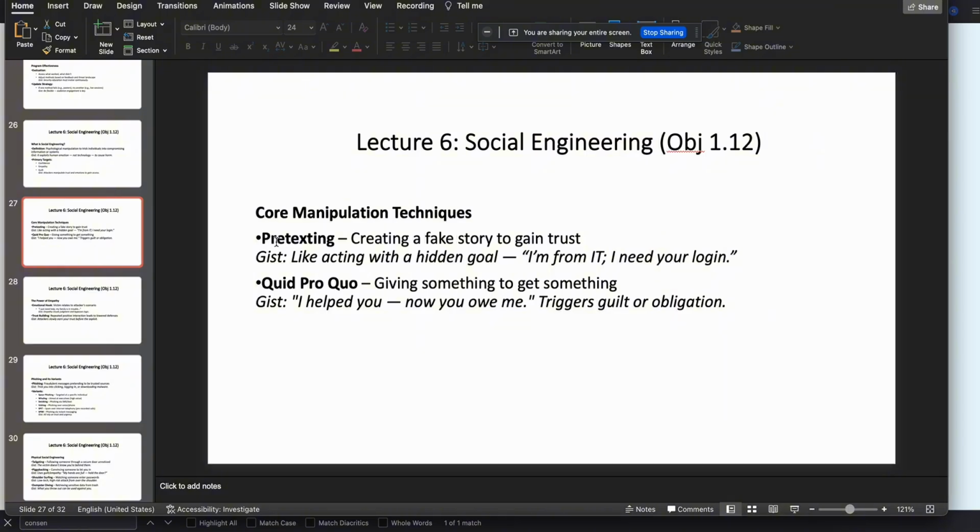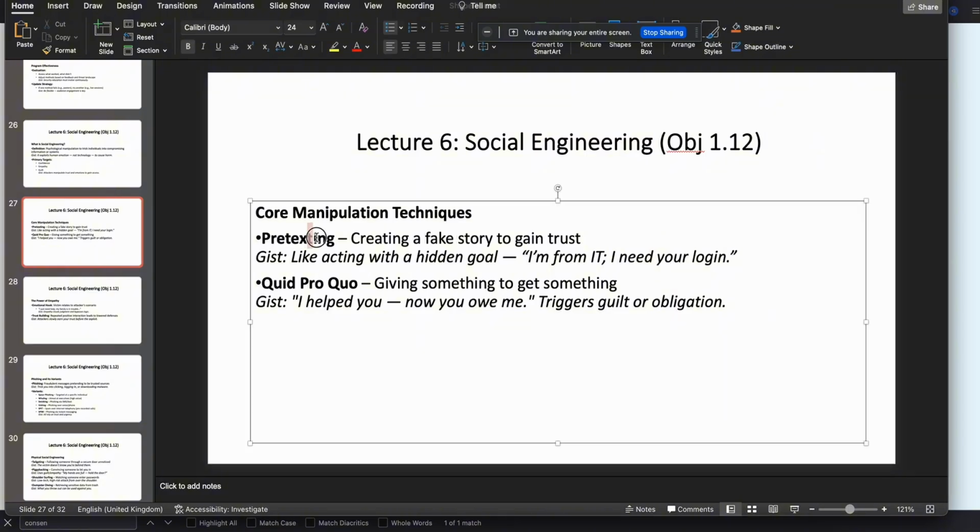These are the ways social engineering happens. Pretexting. Pretexting means a fake story to gain trust. That means, okay, my uncle is in hospital, I need money. Those are the fake stories they generally try to feed to the user. Quid pro quo is another thing: giving something to get something. Okay, I helped you, now it's your turn to help me. It's an internal guilt. Already he helped me, I need to help. This guilt makes them fall into the trap.